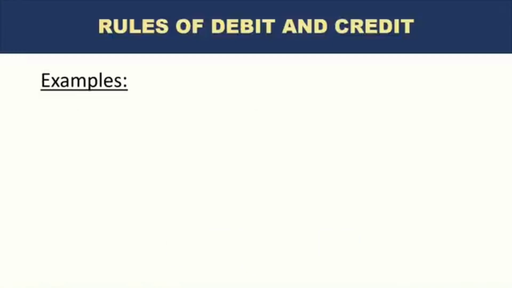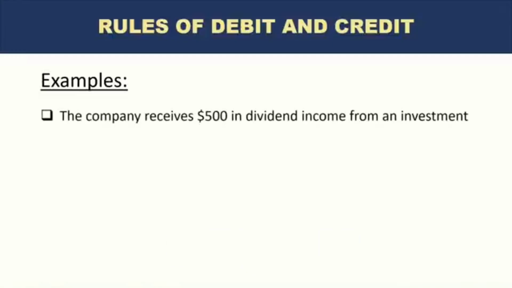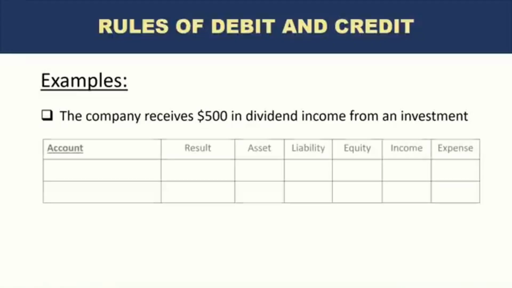Let's take a look at our next example. So the company receives $500 in dividend income from an investment. Okay, maybe we skipped a transaction where the company would have invested in another company as their investment. But let's say the company had invested in another company and now they have received a dividend on that investment. What are the accounts that will be impacted?